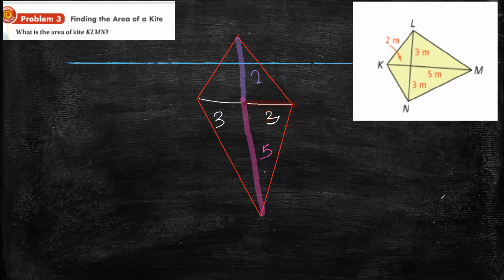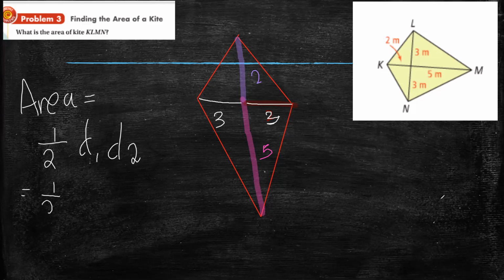So now here we say that this is a kite. I need now to find the area of the kite. So the area of the kite is half the first diagonal times the second diagonal. Here is half. What is the length of the first diagonal?